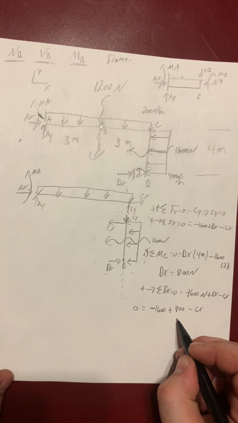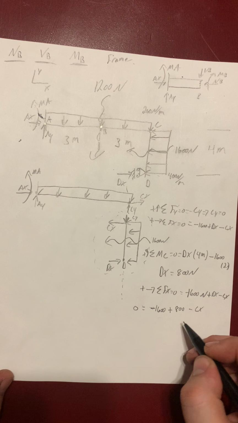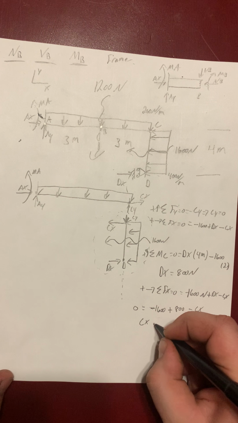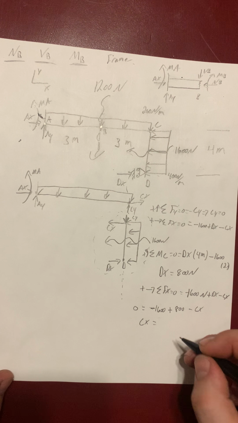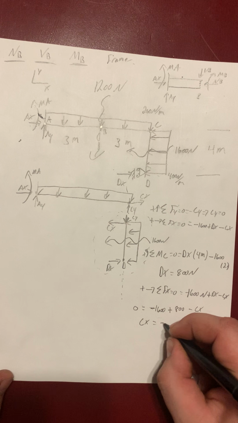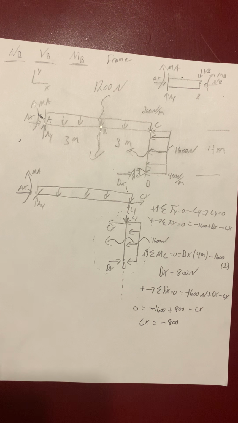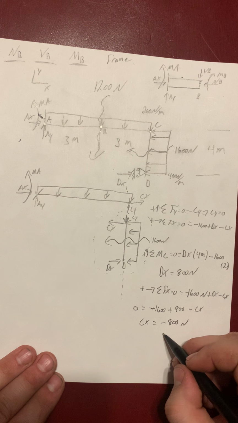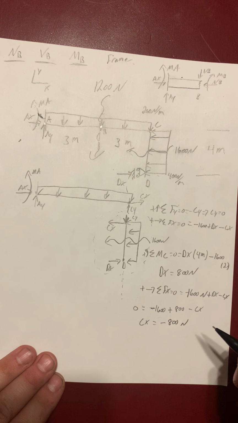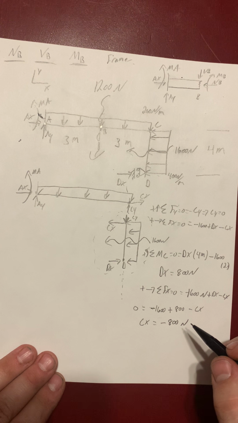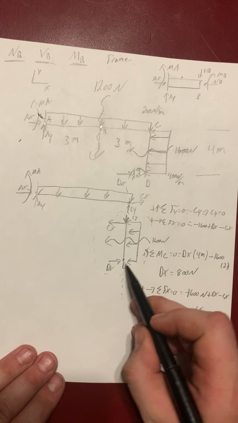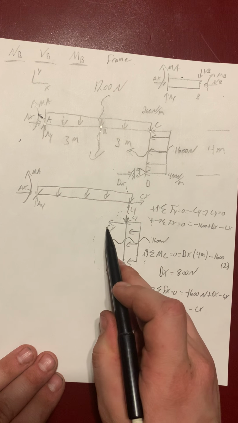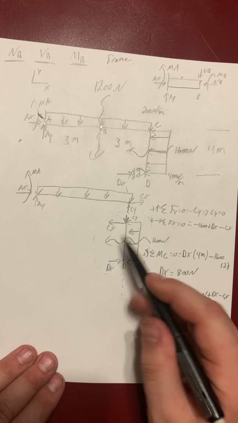This here is negative 800. So then cx is equal to negative 800. Now what does that mean to us? Negative 800 newtons. If cx is negative, that means it's in the wrong direction. Now would that make sense? If we have dx this way, and it's 800, we have 1600 to the left. Cx has to be back to the right to give it back that other 800.